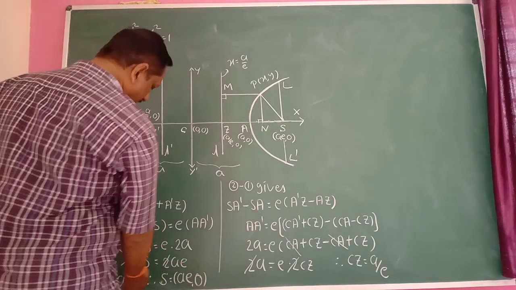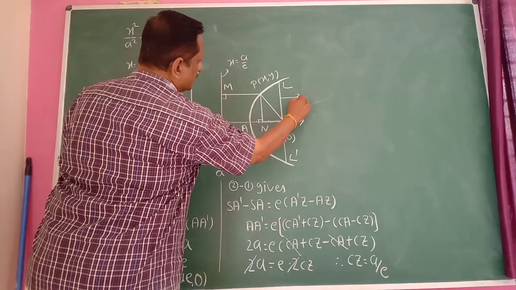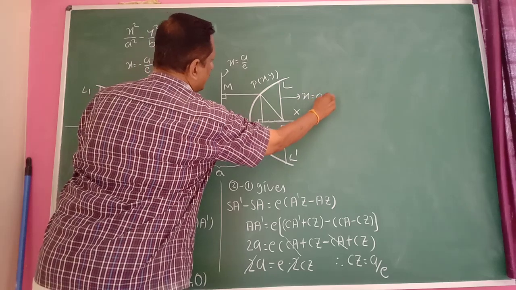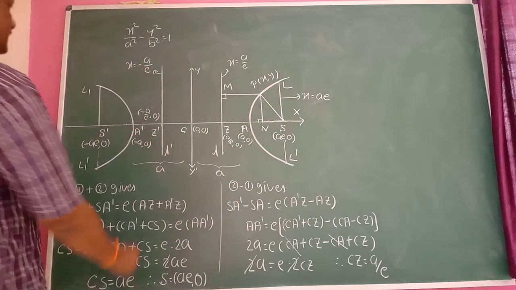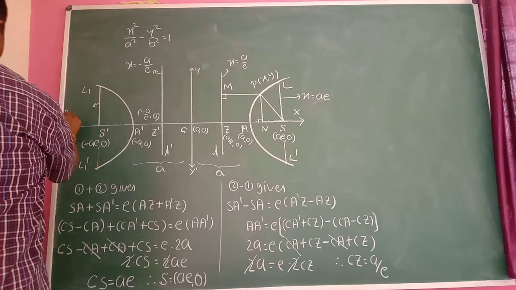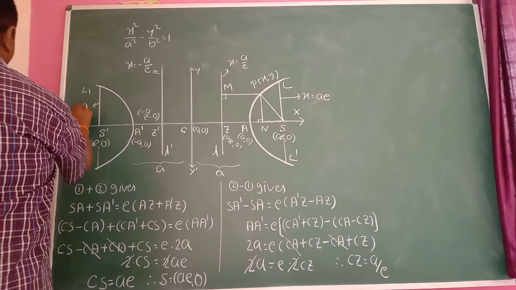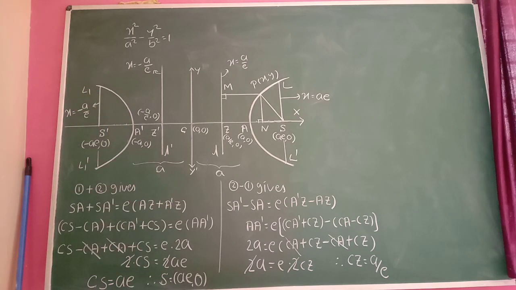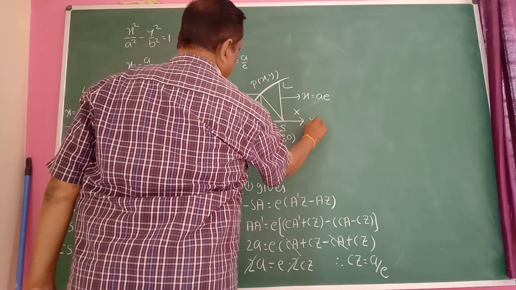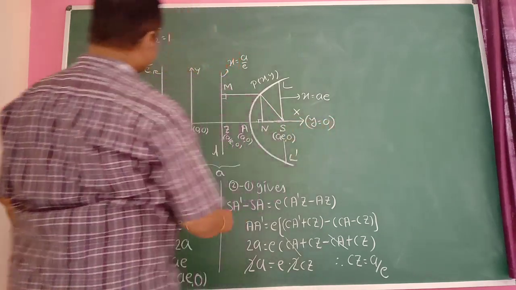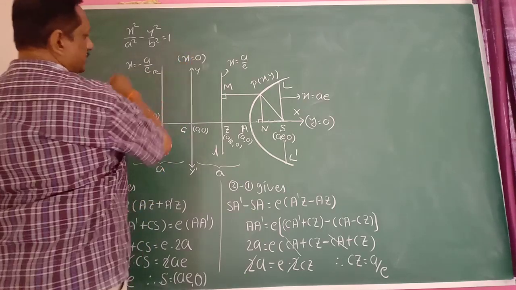And you proved here CS is equal to AE. This distance is AE, so its equation is x equal to AE. Even this line parallel to the y-axis, its equation is x equal to minus A divided by E. Okay, and you know the equation of the x-axis is y equal to 0, and the equation of the y-axis is x equal to 0.